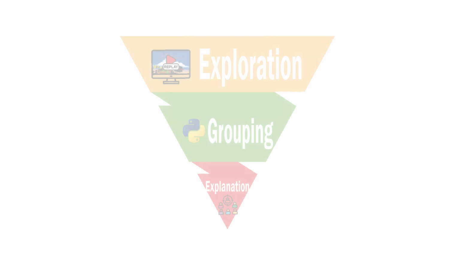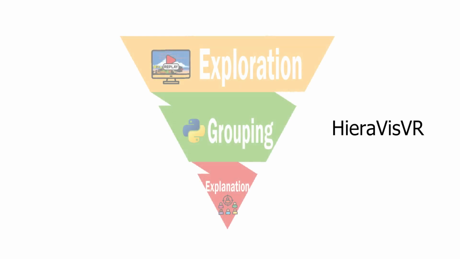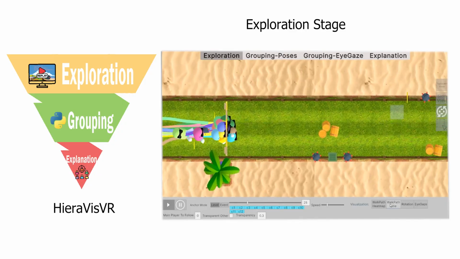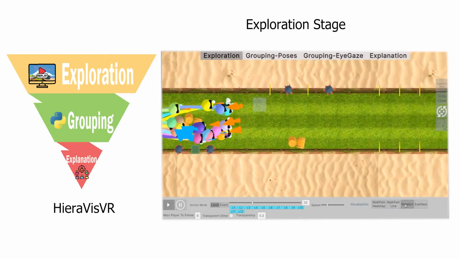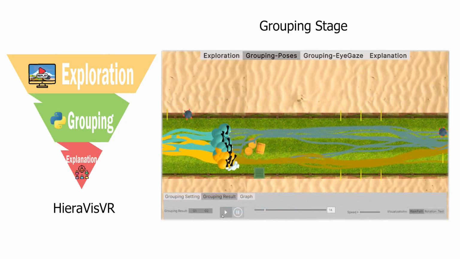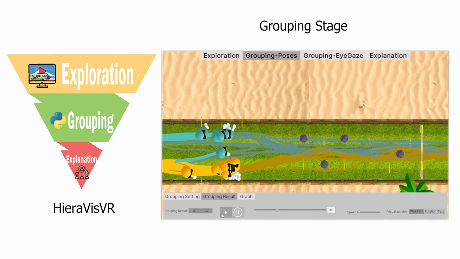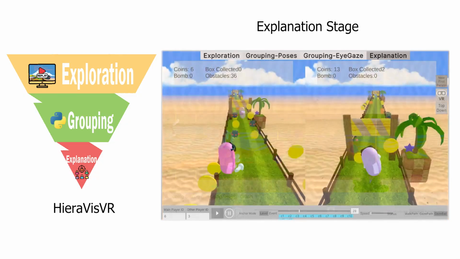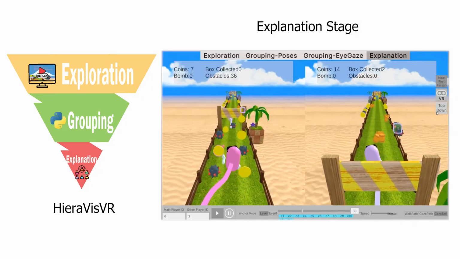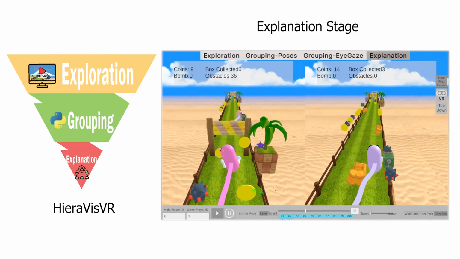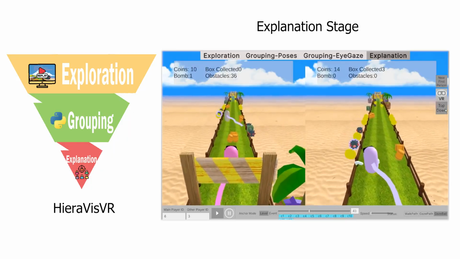Based on the design criteria, we propose HieraVisVR, a visual analytics tool for reviewing playtest results of VR games or motion-based games in a top-down hierarchical manner. It includes 3 stages: the exploration stage, which gives designers an overview of how players interact with the game; the grouping stage, which helps uncover interesting gameplay patterns; and the explanation stage, which allows designers to investigate individual gameplay experiences in detail and compare players side by side.